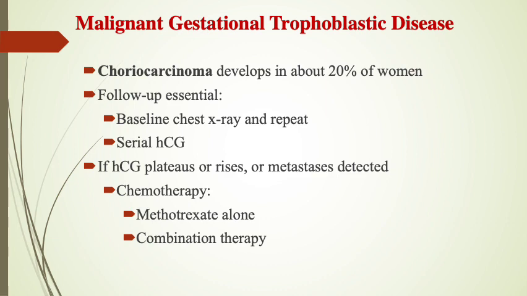The patient needs to have a baseline chest x-ray and repeat x-ray. Also, serial HCG levels need to be done. And if the HCG plateaus or rises, or if metastasis is detected, the patient will now undergo chemotherapy. Methotrexate is also used alone, or the patient can have a combination therapy because this is cancerous. So that is why you have to make sure that all these are done in order to enhance the chances of survival of this patient, because this can be very, very life-threatening.